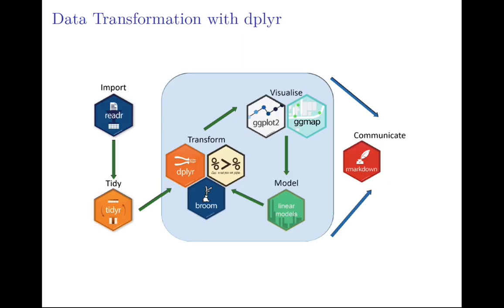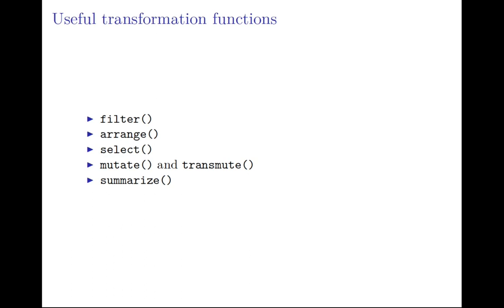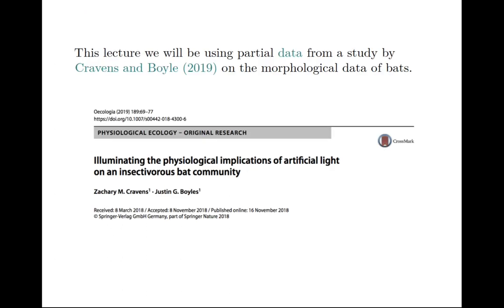And also just remember to Google anything that you don't know. So we're back to our visualization here of our process. And so we're moving on to the transform section where we're exploring our data. And we're going to talk about today some useful functions for transforming, and they're listed here. In this lecture, we'll be using partial data from a study by Cravens and Boyle in 2019 on morphological data of bats, so check out the link if you're interested in the full paper.